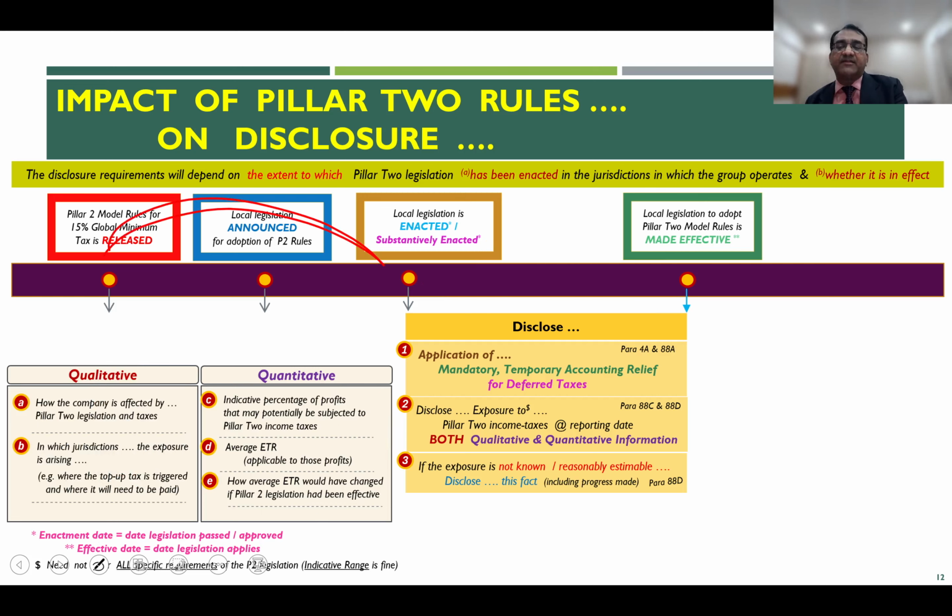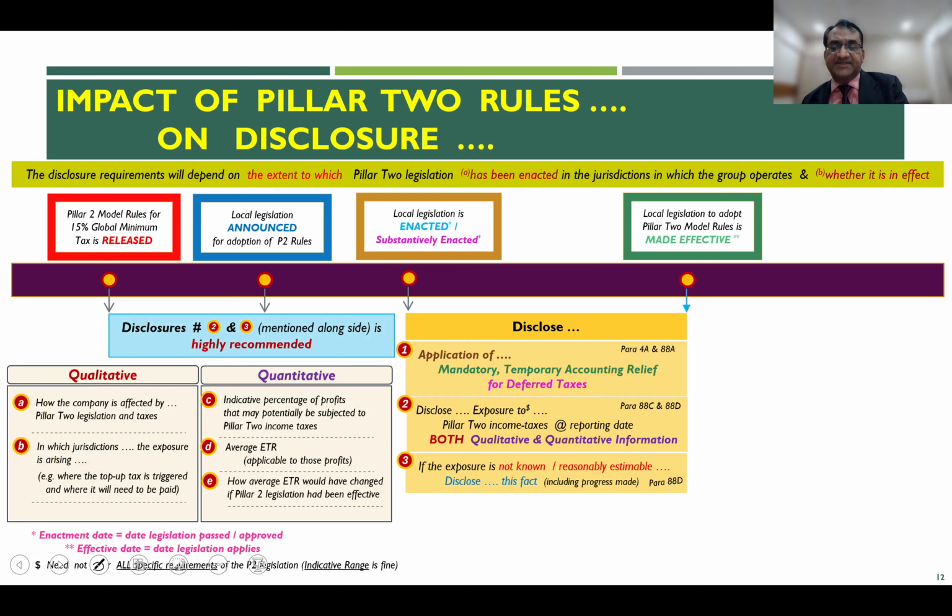Now, what about this period, when enactment has not yet happened? So in this case, the requirement in the standard is that these two disclosures, 2 and 3, again are not required. But even during this period, these two disclosures are highly recommended, though from a standard perspective it is not mandatory that during this period you give these disclosures. But from a good governance perspective, from a responsible financial reporter perspective, it is highly recommended that you give disclosures for these 2 points.